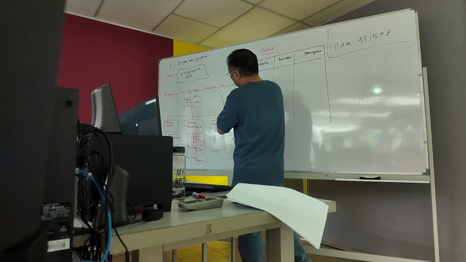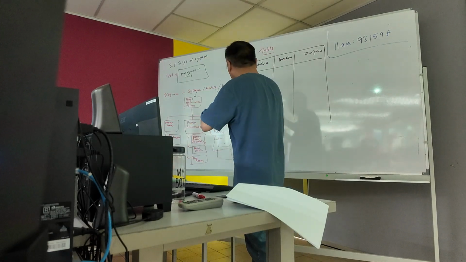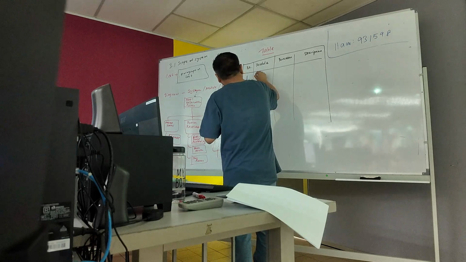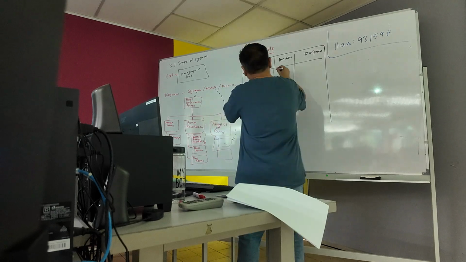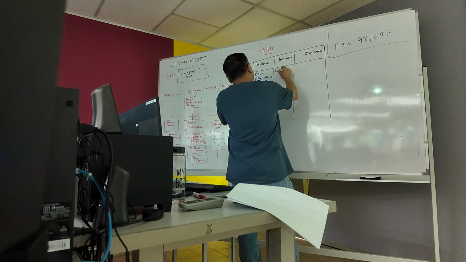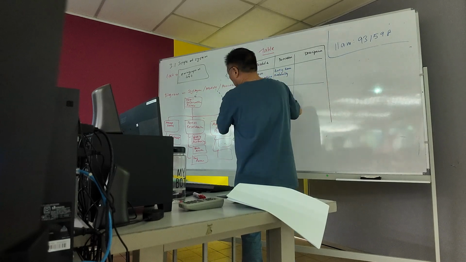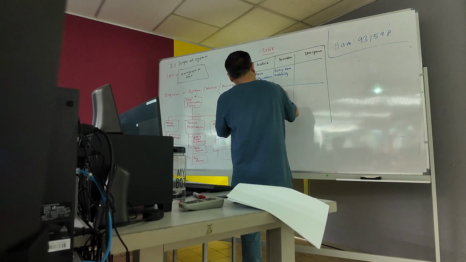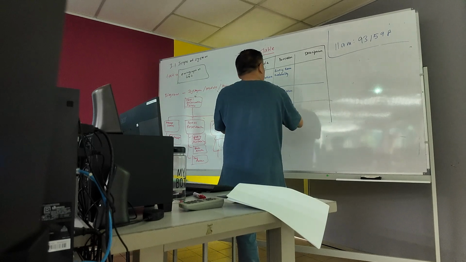So number 1, let's take room reservation. So room reservation is your module. And for room reservation, you have 3 functions. Query room availability. Book room. And pay room.